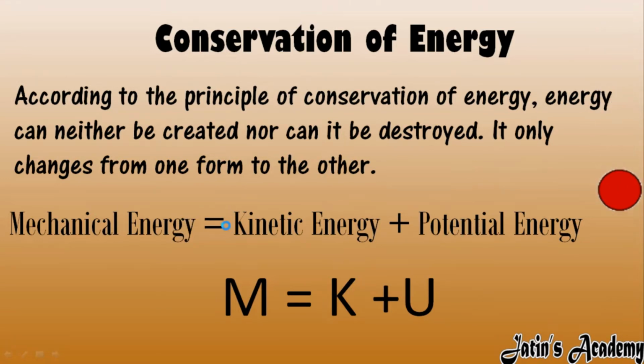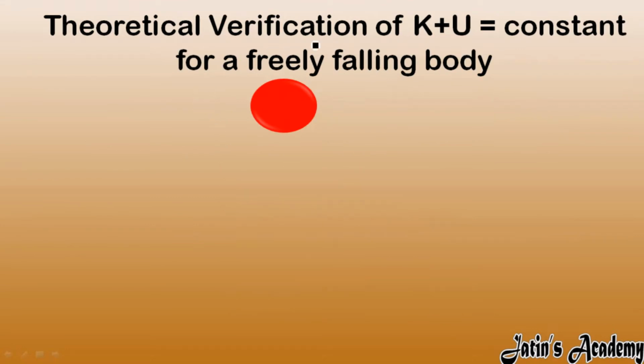Clear? So here we will do a theoretical verification that K plus U is constant. Here K is kinetic energy and U is potential energy. So we will prove the sum of kinetic energy and potential energy is constant for a freely falling body. It is a theoretical verification. Why is it theoretical? Why is it not practical? Because in practice air friction is there, but in this derivation we are neglecting the air friction. So for this derivation you can write that we are taking it as a vacuum, air friction we are taking as 0.